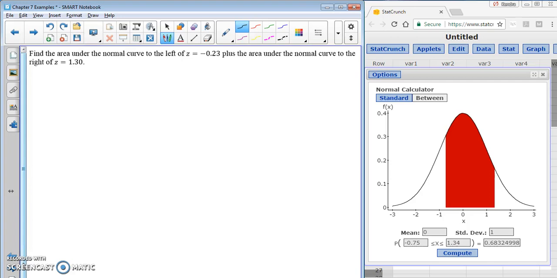Find the area under the standard normal curve to the left of z equals negative 0.23 plus the area under the normal curve to the right of z equals 1.3. So we're looking at two things here. First we have, and again a rough sketch is here. Don't like that, not bell-shaped here. We want a bell-shaped distribution.